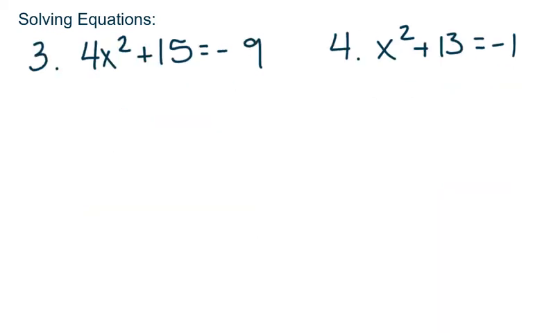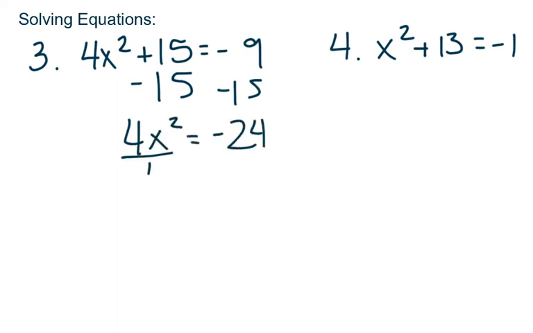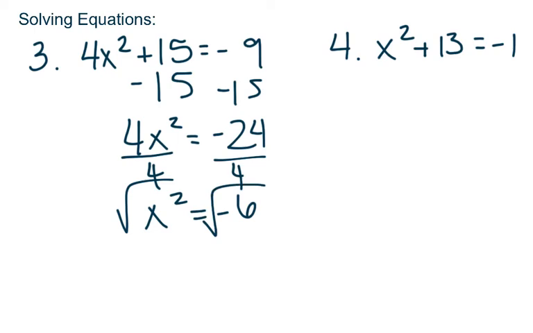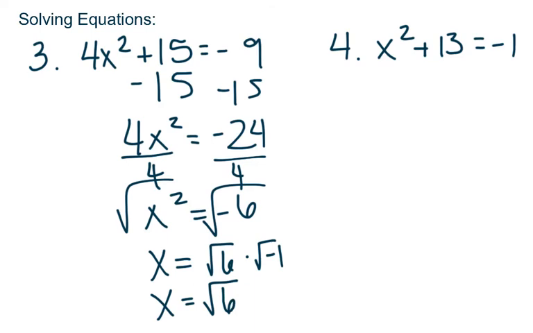Okay. Let's do a couple more examples and then we'll be done. So number 3, I'm going to get rid of the plus 15 by subtracting. So I got 4x squared equals negative 24. I'm going to get rid of the 4 by dividing. So I have x squared equals negative 6. I'm going to take the square root of both sides. So x equals the square root of 6 times the square root of negative 1. Unfortunately, there's not a perfect square that 6 is divisible by, so it's just going to stay like this.